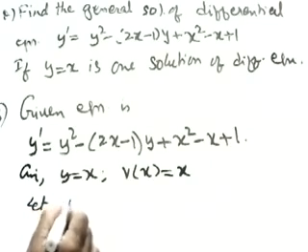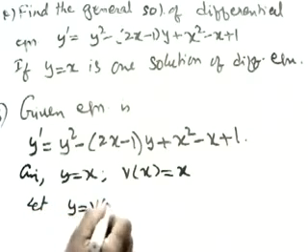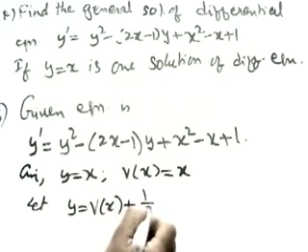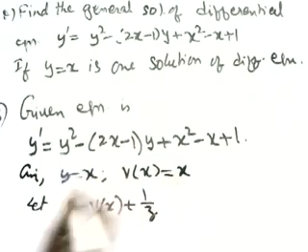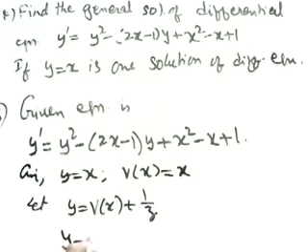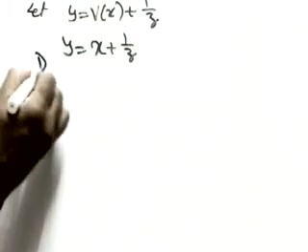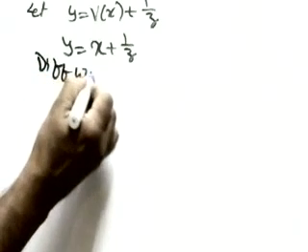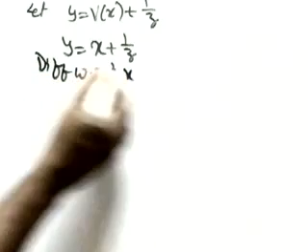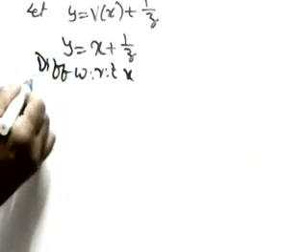Now what is the method here? What is the formula here? Y equals v of x plus 1 by z. Now substitute the value of v of x. So y equals x plus 1 by z. Now we have to differentiate this with respect to x.